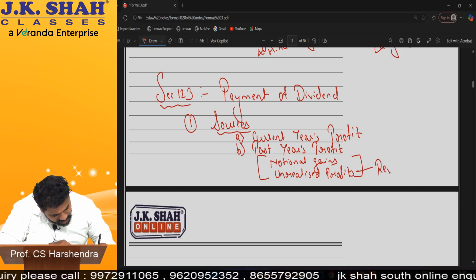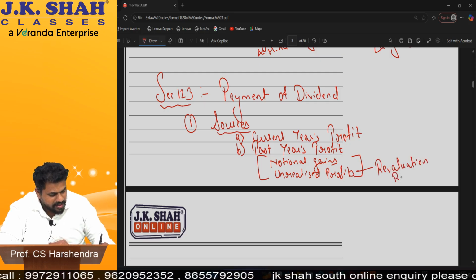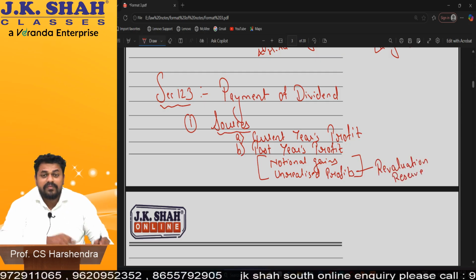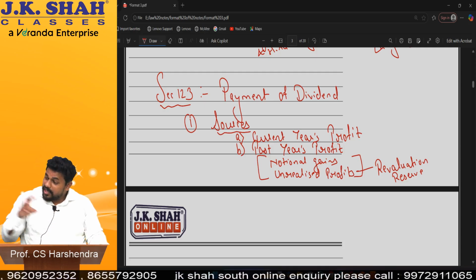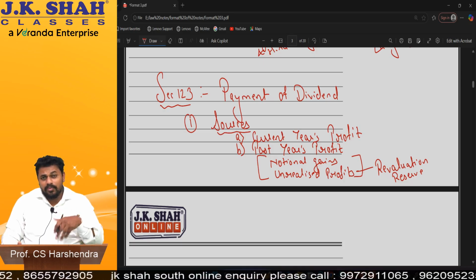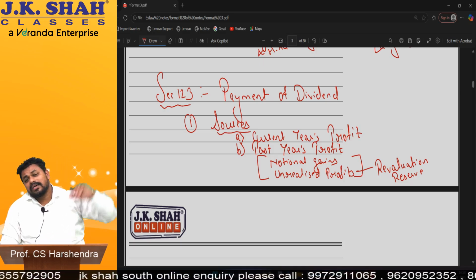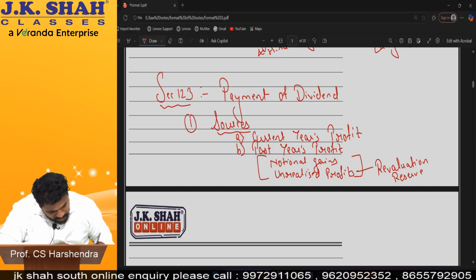Have you heard about revaluation reserve? Like you revalue your assets and liabilities and then you get a profit. You put it in revaluation reserve. Can you use it for paying dividend? No, because did you get the profit now? No, you'll get the profit when you sell the asset. Now you don't have it. That's the reason this cannot be utilized.